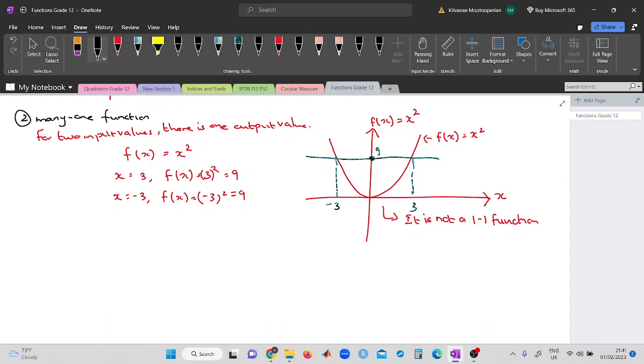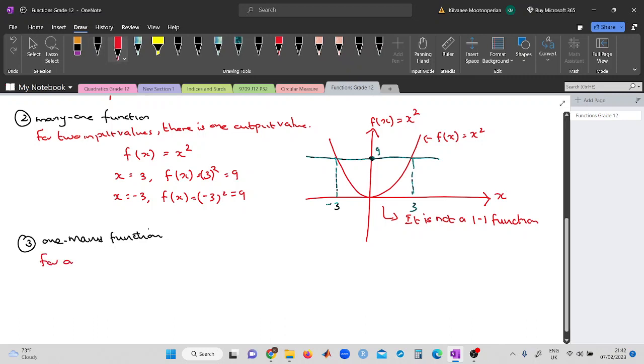Next, we have the one-to-many function. So what does that mean? Here, there is a single input. Now, two outputs. Okay? I can give you an example.